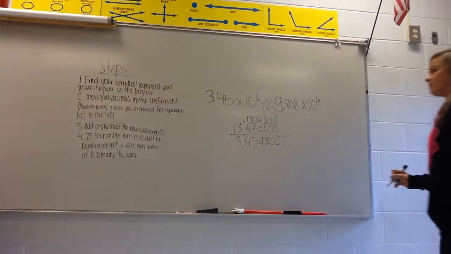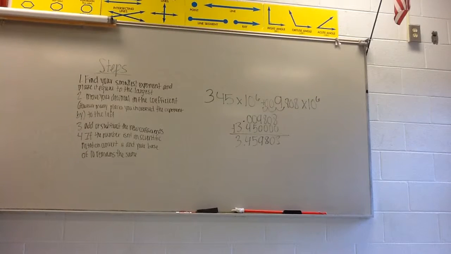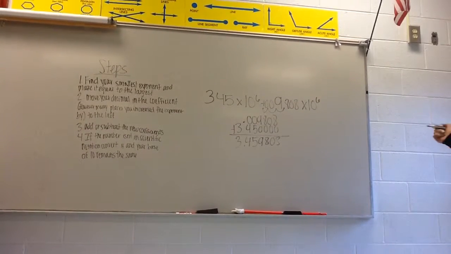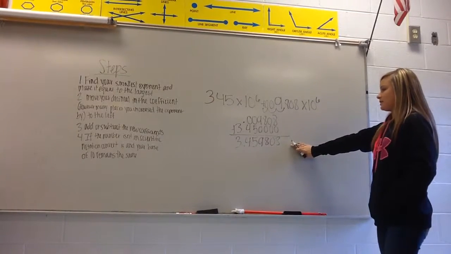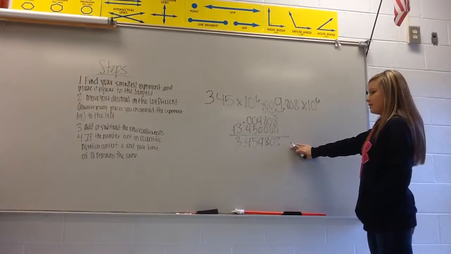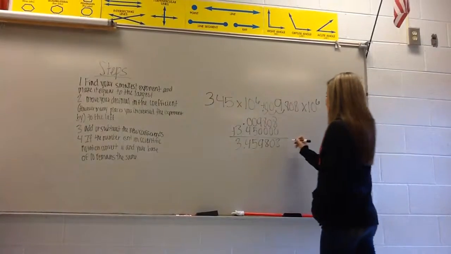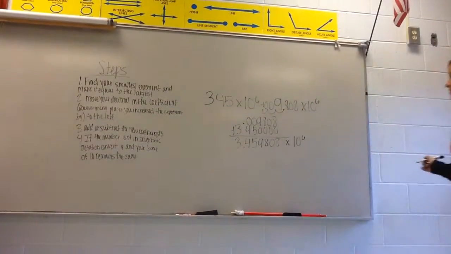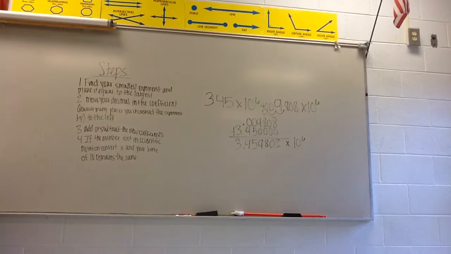And last, if the number isn't in scientific notation, convert it, and your base of 10 remains the same. In this example, this is greater than 1 and less than 10, so it is in scientific notation. And our base of 10 remains the same. So our answer is 3.459808 times 10 to the 6th.